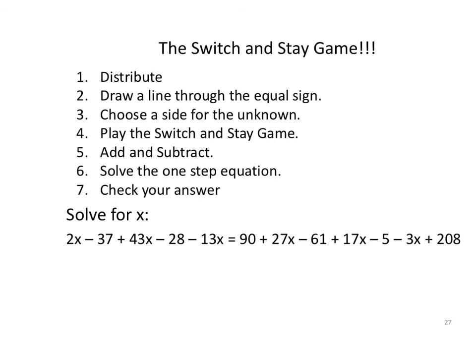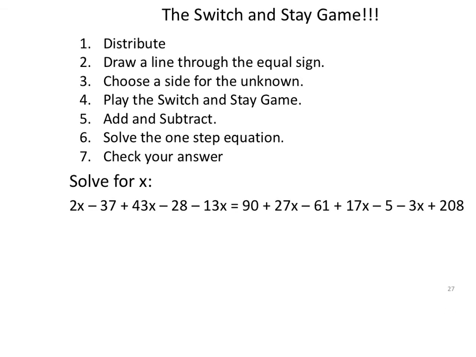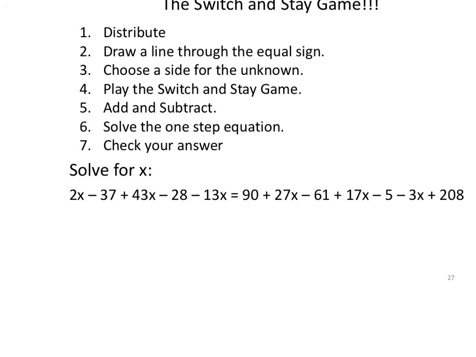But in any case, there's 7 steps to the switch and stay game, which you can see right there, right? So it says to distribute, but this one doesn't have any distribution in it, so I don't really need that. Next up, we'll draw a line through the equal sign, just like it says, like this. Well, I'm going to make this one a little bit longer. Yeah, what the heck? We'll make it really long.